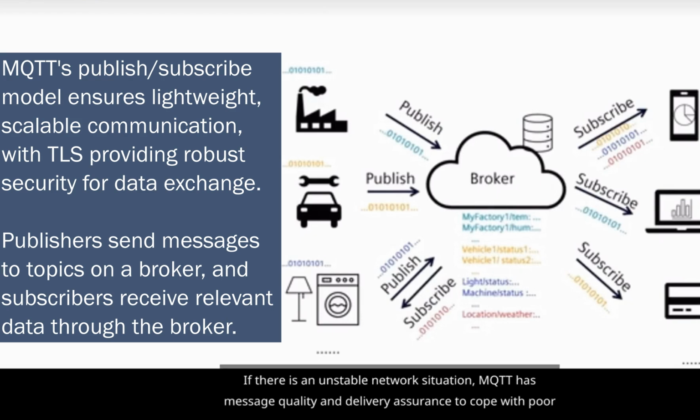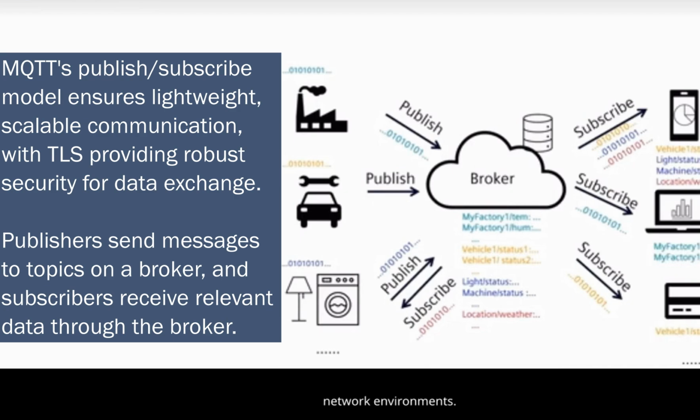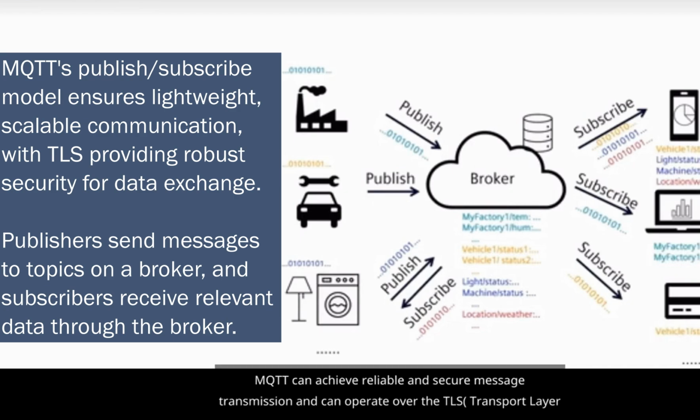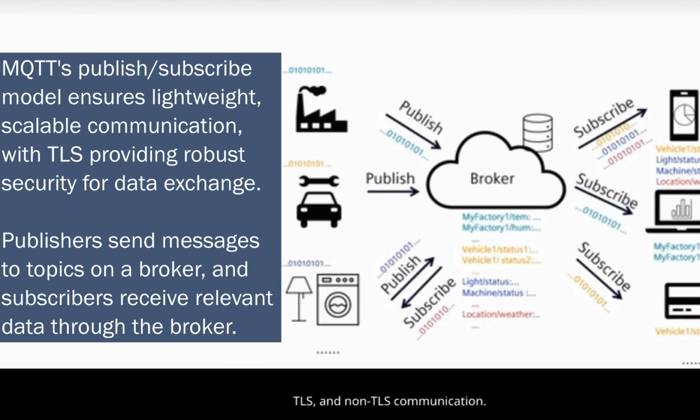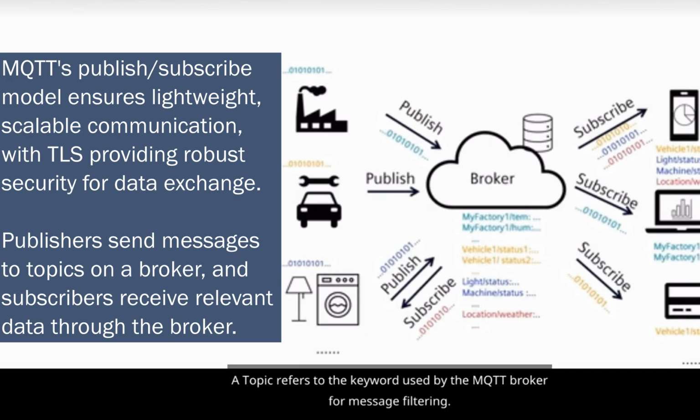If there is an unstable network situation, MQTT has message quality and delivery assurance to cope with poor network environments. MQTT can achieve reliable and secure message transmission and can operate over the TLS, Transport Layer Security, protocol, which provides data security and integrity assurance for communication. Ports 8883 and 1883 are registered by the Internet Assigned Numbers Authority, IANA, specifically for MQTT, TLS, and non-TLS communication.